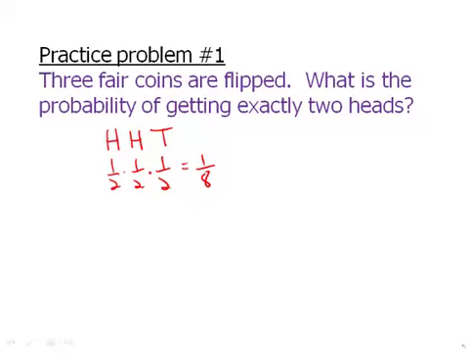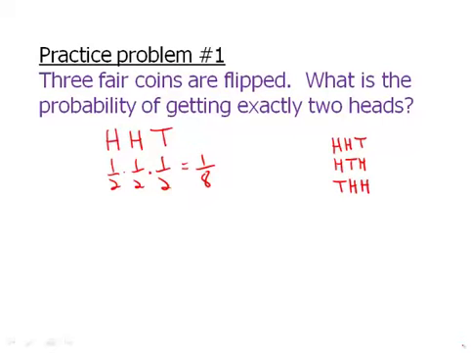Now, naively, you might think, okay, that's our answer, 1/8. But we have to be very careful here. What are the different ways that this scenario, 2 heads, can play out? For example, I could get heads, heads, tails, or I could get heads, tails, heads, or I could get tails, heads, heads.